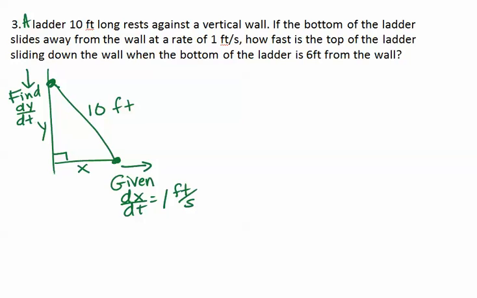So again, if you think about what rate is given, dx/dt, and what we are looking for, dy/dt, that tells you what we need to do as a static model, which is to come up with a relationship between x and y. And of course, this is the Pythagorean theorem, so x squared plus y squared equals 10 squared, or 100.